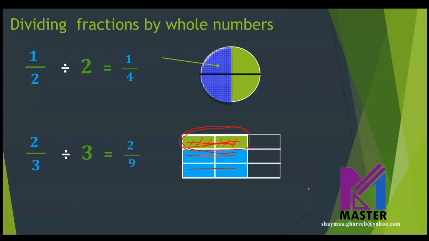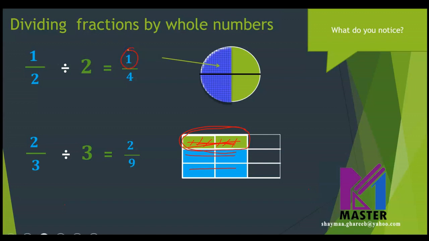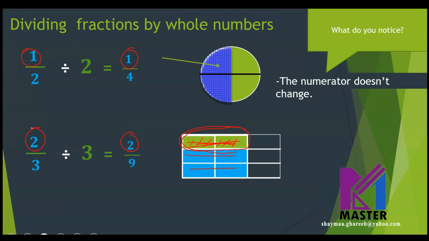Is it clear? Now, what do you notice about the answers in both examples? First, I want you to look at the numerators. What do you notice here? Numerators are the same. The numerator doesn't change. Now, I want you to look at the denominator. This is 4 and this is 9. How did we get the 4 and how did we get this 9? Can you find any calculations here?